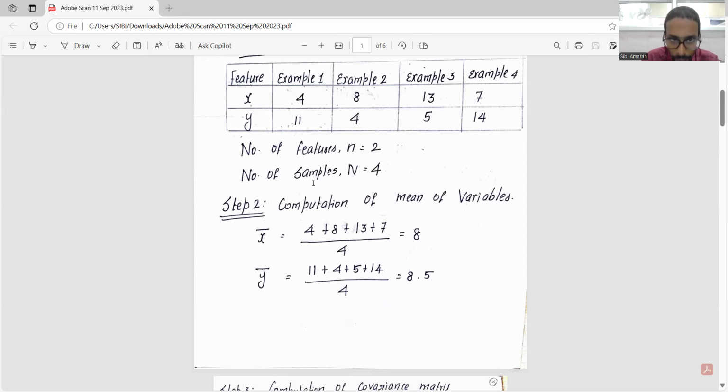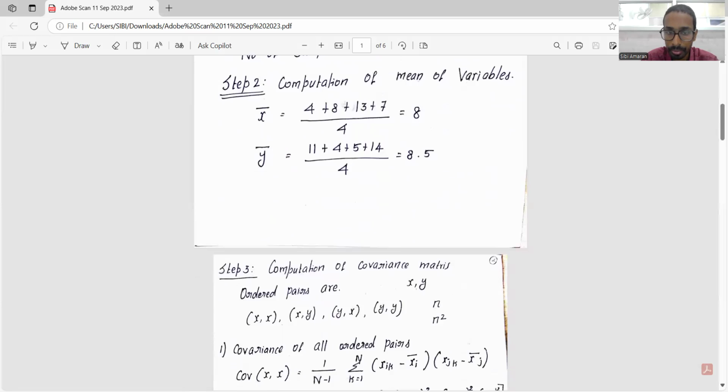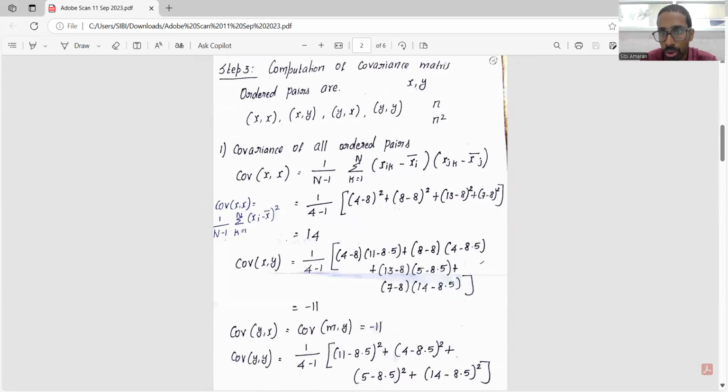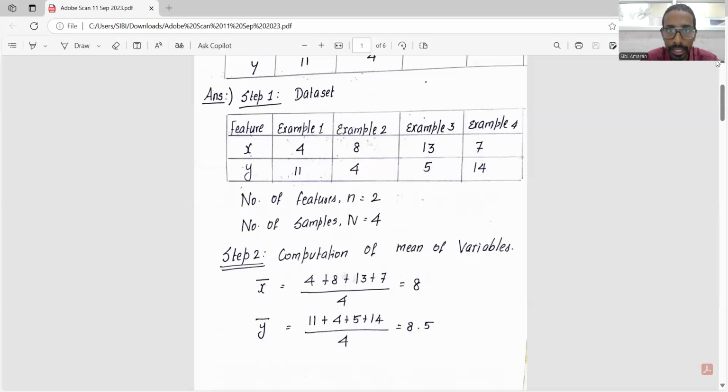I'll repeat: 1 divided by n minus 1, where n represents the number of samples, and then 4 minus 8 whole square plus 8 minus 8 whole square plus 13 minus 8 whole square plus 7 minus 8 whole square. This is for X comma X, and this is what I represented here. Next we move to the covariance of X comma Y.